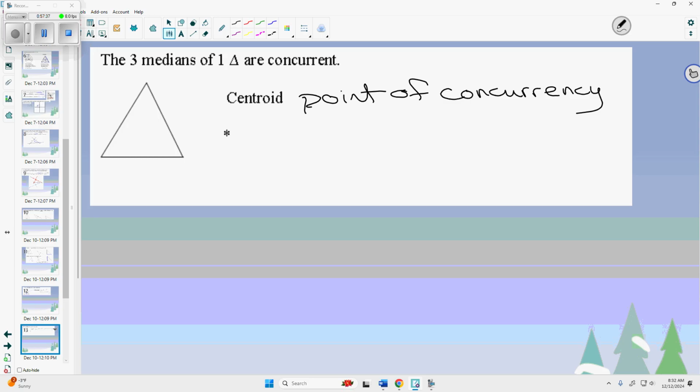The medians are concurrent at the centroid. For medians, it's at the midpoint of the opposite side. So we've got to find the middle. How do we show middle? We show middle with tick marks. So I find my middle, I connect to the opposite vertex.